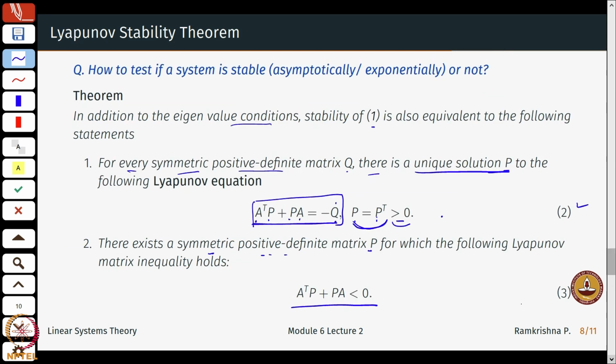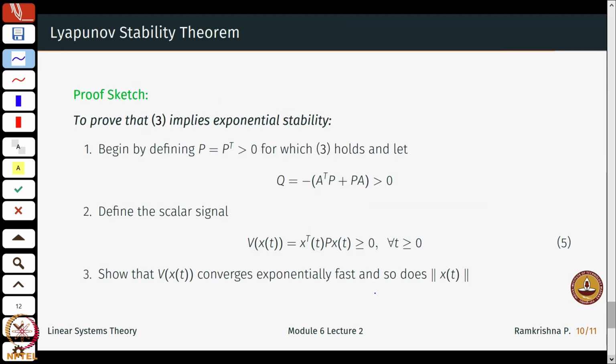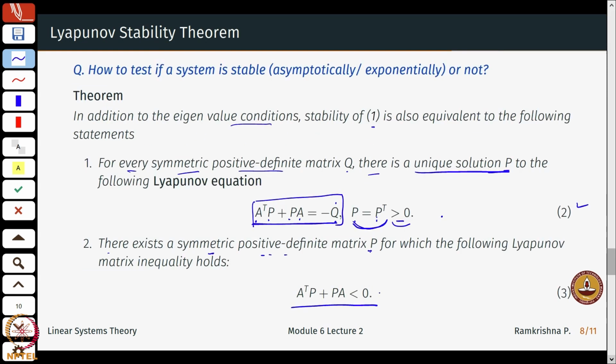Okay. Now, what should I prove last? That stability, or asymptotic or exponential stability, is also equivalent to this statement: that there exists again a P for which the following matrix inequality holds, that A transpose P plus P A is strictly less than 0. Okay. So what are the proof steps? It might look a little tricky with these steps, but we will do that one by one. Again, we will show that whenever this expression holds, it will imply exponential stability. So we will assume this to be true.